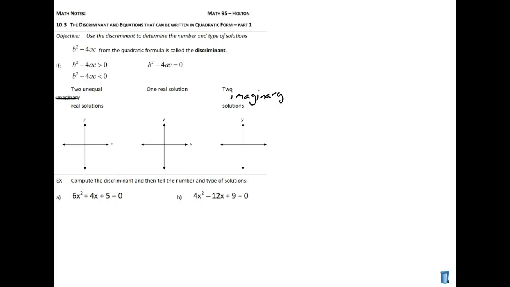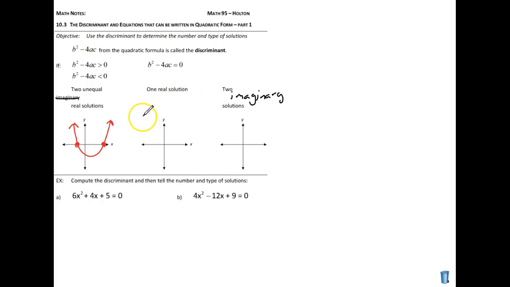our graphs. So two unequal real solutions would be a quadratic equation resulting in a parabola that crosses the x-axis twice. Okay, and those two points where it crosses the x-axis are the two solutions that we're looking for. Okay, so the parabola doesn't have to be facing up like this. It could be facing down. We'll talk more about graphs of the parabolas in the next one, but just keep that in mind.